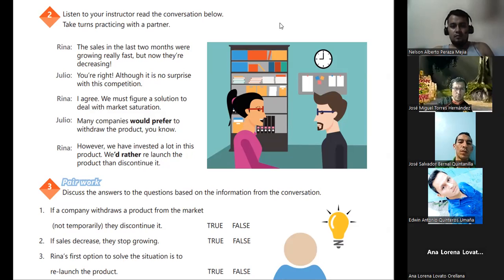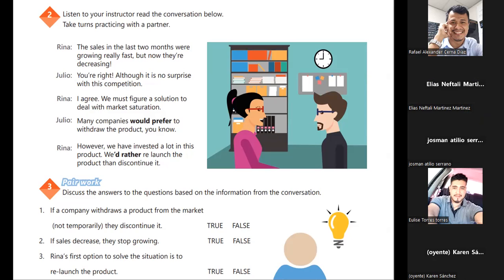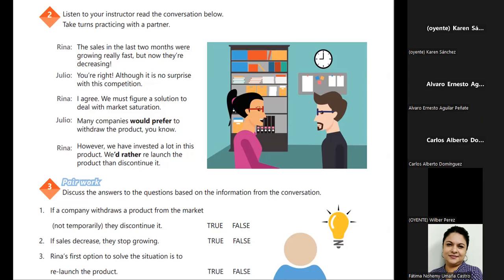Repeat the pronunciation, please: although, although. Here the TH is like a letter D. Although, not "although" with a hard T, just "dough" inside, with your tongue inside. Although. So for example, here, you're right, although it is no surprise. Okay, thank you. Good. Is there any other question?